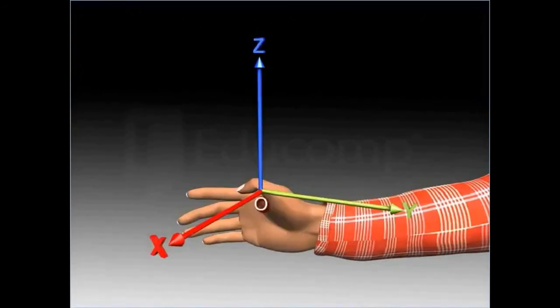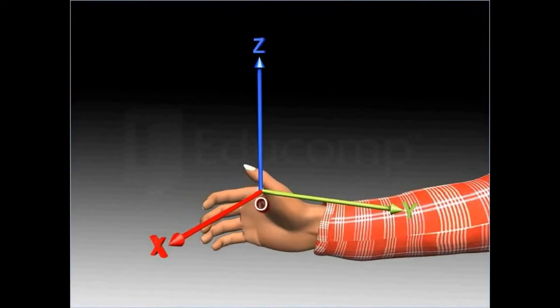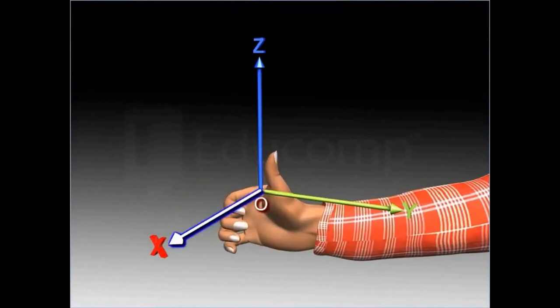According to the right-handed rectangular coordinate system, when the fingers are curled from positive x-axis towards positive y-axis, the thumb of the right hand points in the direction of positive z-axis.